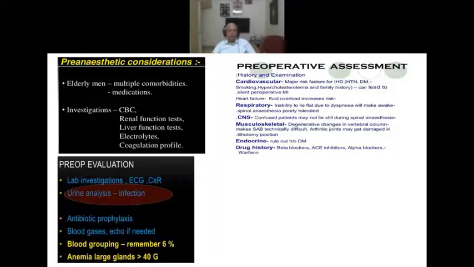And preoperative urinary infection should be cleared. So you must get a sterile urine, especially if the patient has been on catheterization for a long time.